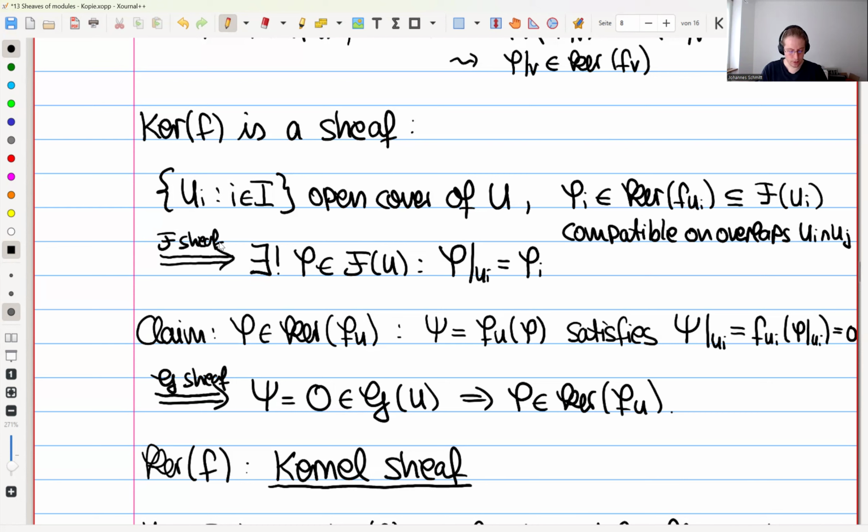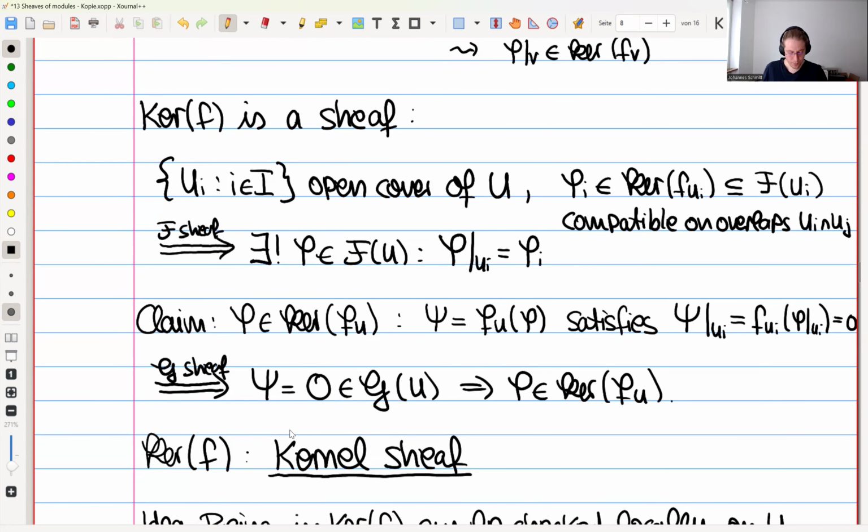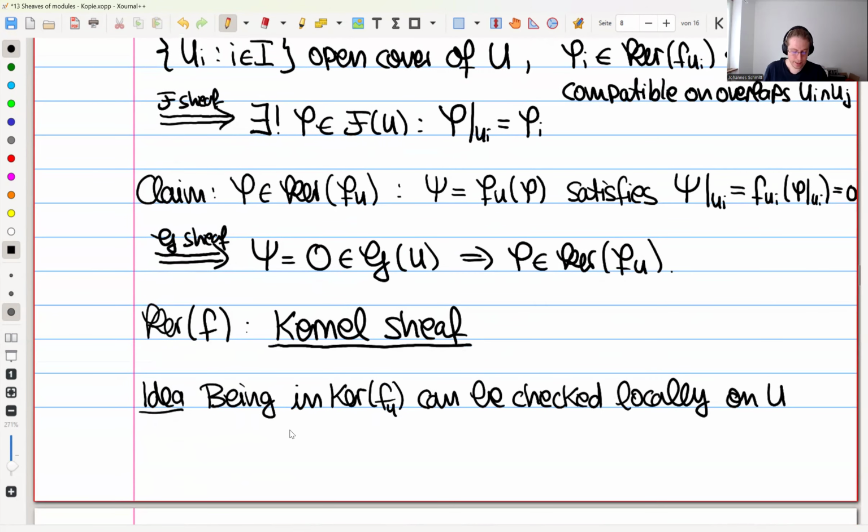So you see, for the uniqueness part we used that F is a sheaf, and for the existence part, making sure that what we got is actually in the kernel, we used the fact that G is a sheaf. And so this ker F is called the kernel sheaf of this morphism of sheaves. And the idea here is, why did we get a sheaf again? Well, the answer is just that being in this kernel can be checked locally on U. This is a property which can be checked just on some open cover, for example, as we did here.